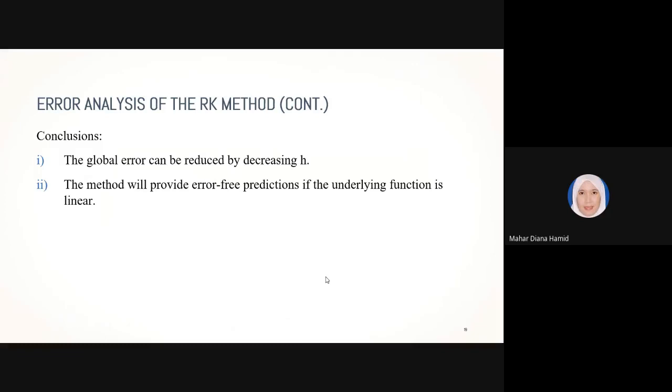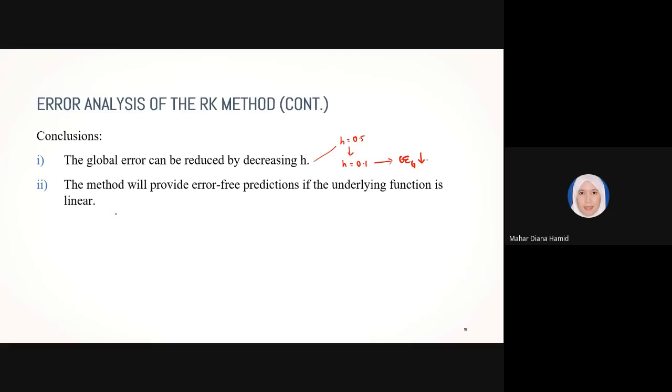So how do we decrease the value of the global error? The global error can be reduced by decreasing the value of h. And the method will provide an error-free prediction if the underlying function is linear. Previously we used h equals 0.5. However, if we decrease the value of h to 0.1, the global error will also reduce.